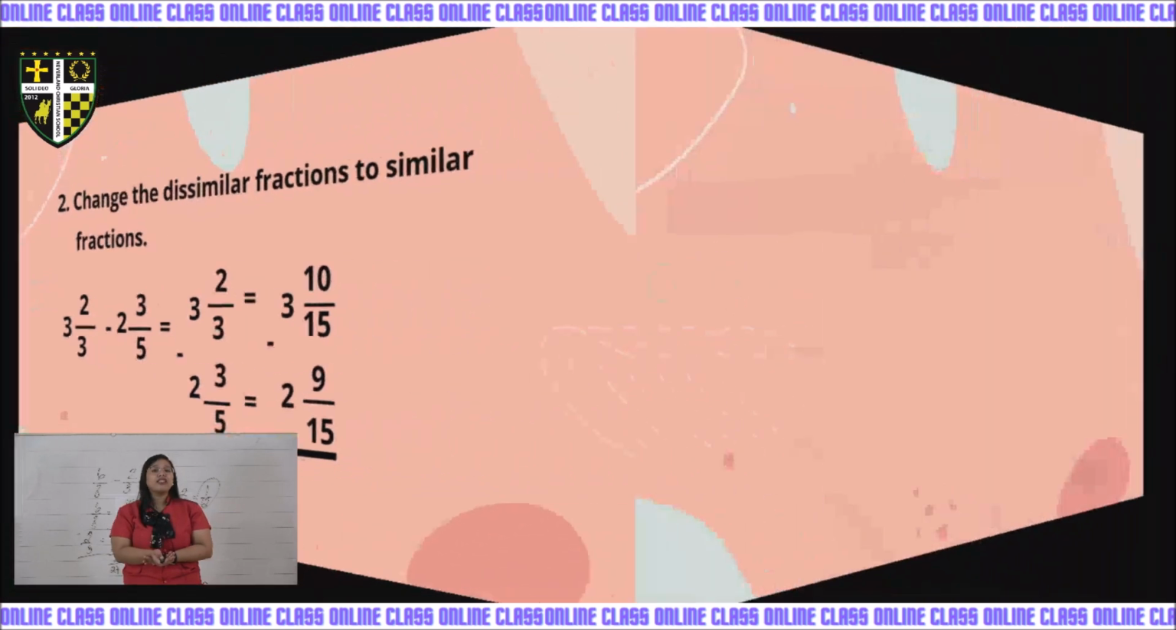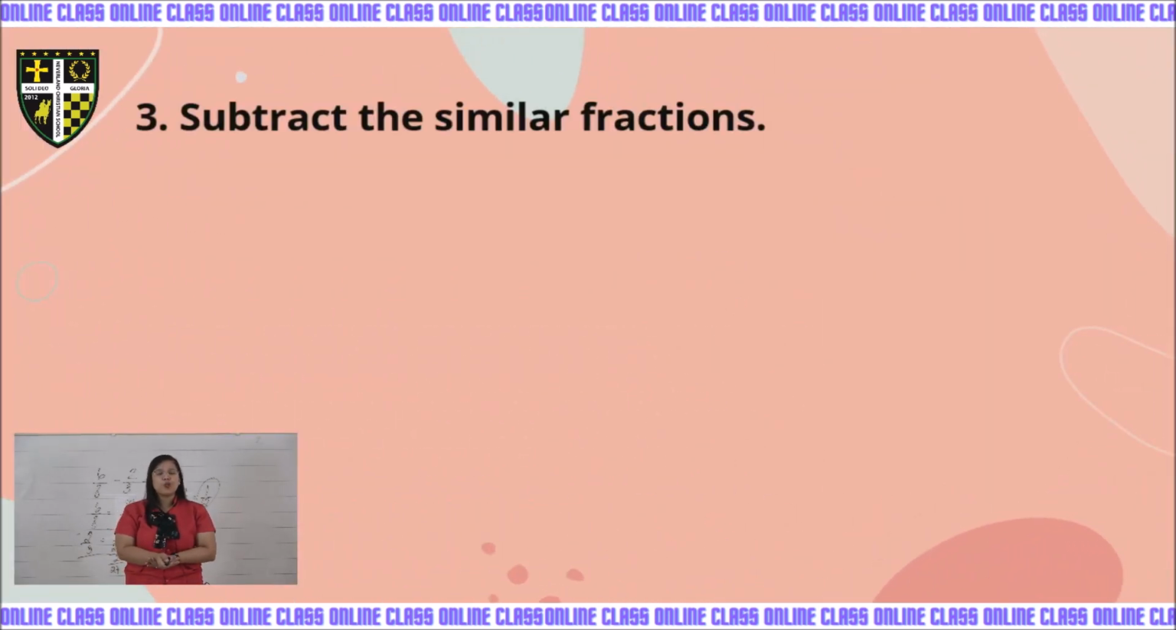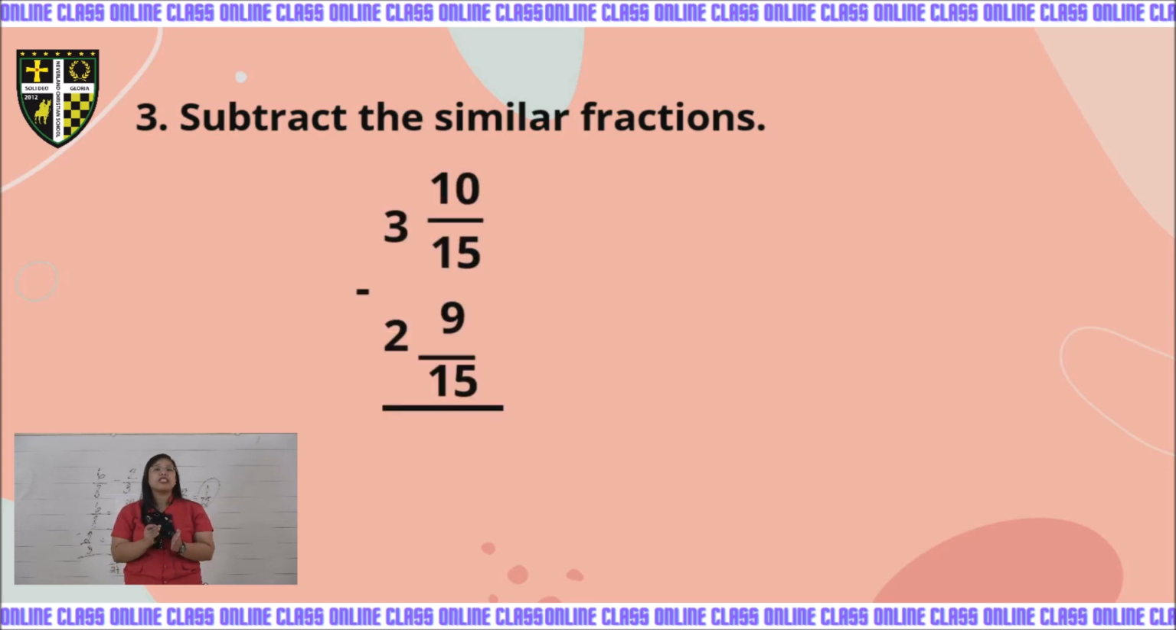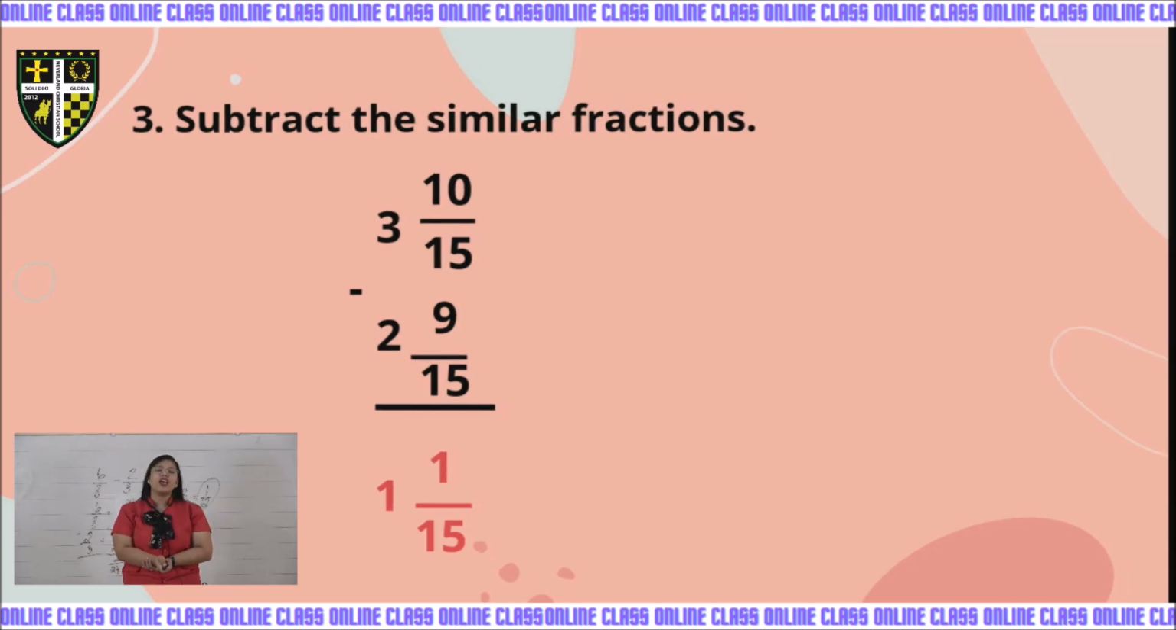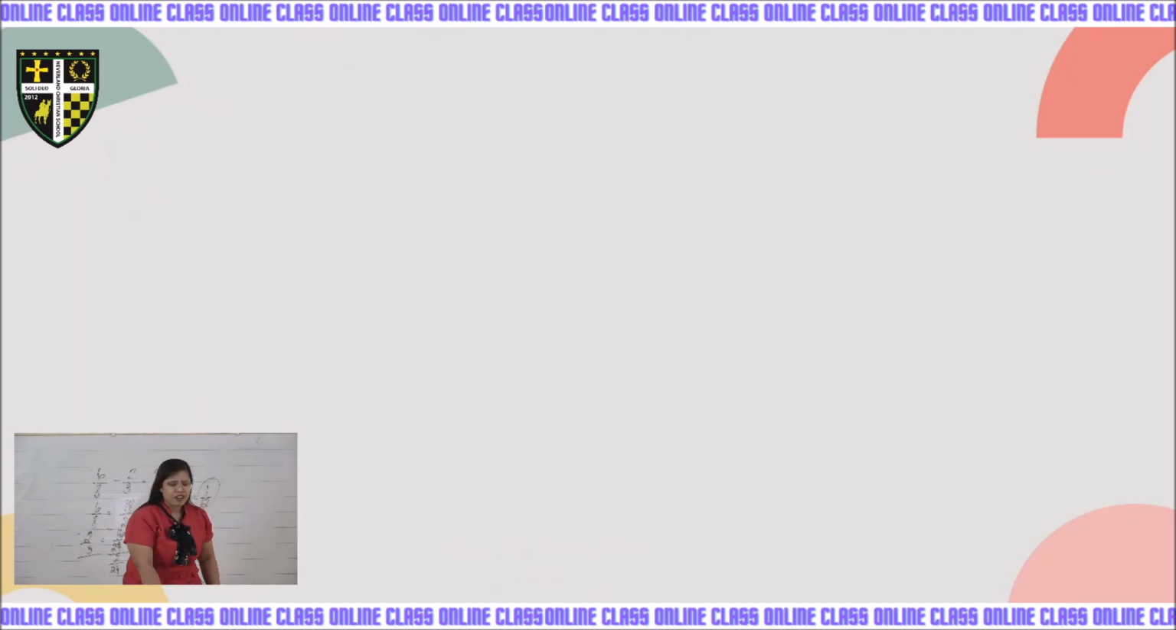Now we can proceed to the last one. We can subtract now the similar fractions because they have the same denominator. So first, you will subtract the whole numbers, which are 3 and 2. Again, 3 minus 2 is 1. And then we will just copy the denominator, which is 15. Next, the last one, 10 minus 9 is equivalent to 1. Very good.